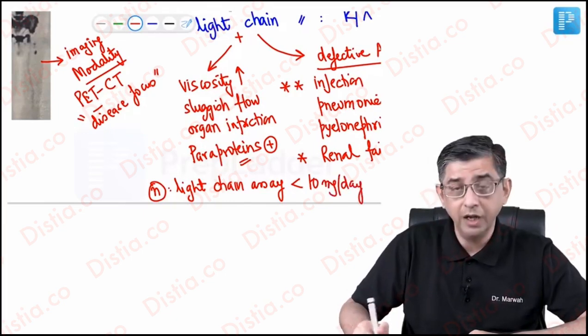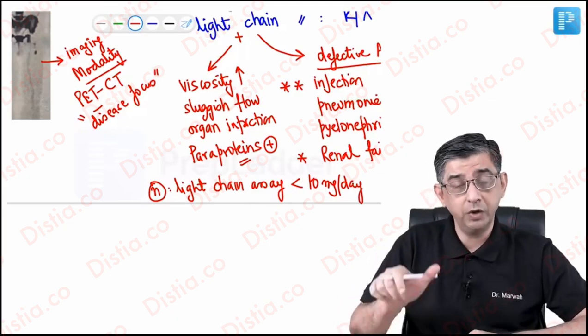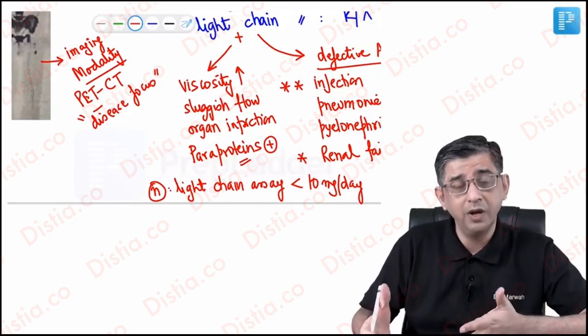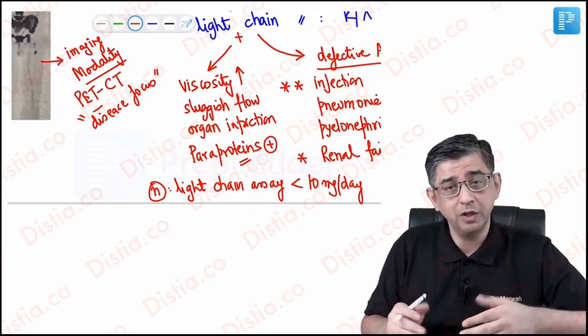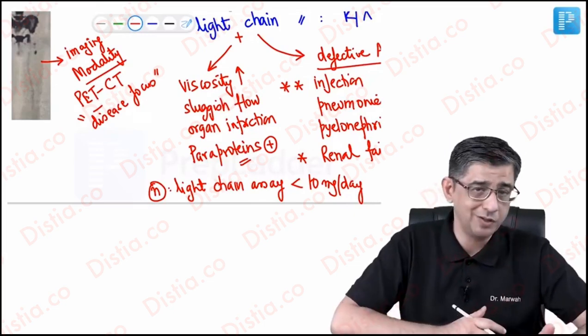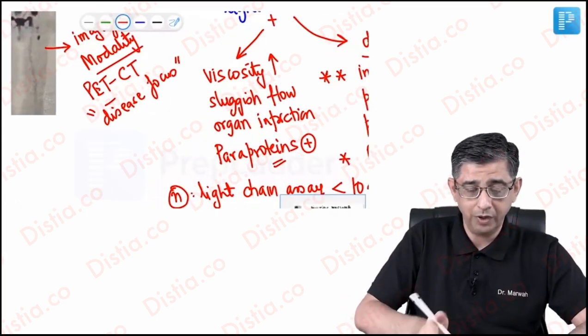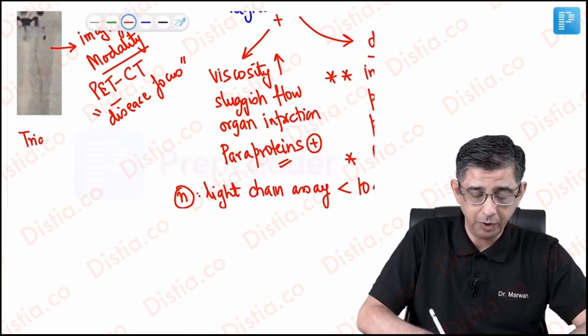So I can definitely do a quantitative test that would tell me the magnitude of light chains, the magnitude of paraproteins, because as I explained to you, these light chains are positively charged proteins in contrast to albumin, which is going to be negatively charged. So let's look at the important triad for diagnosis of multiple myeloma.